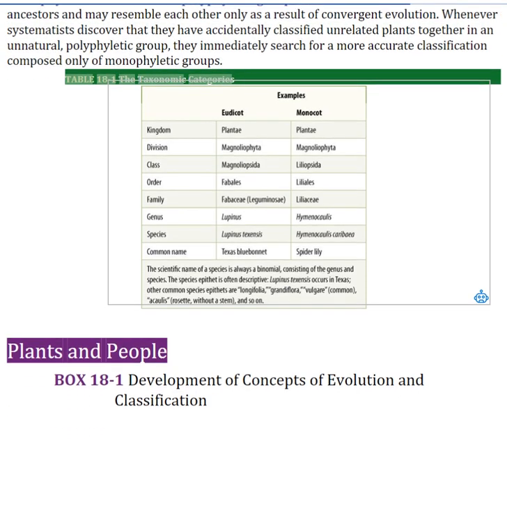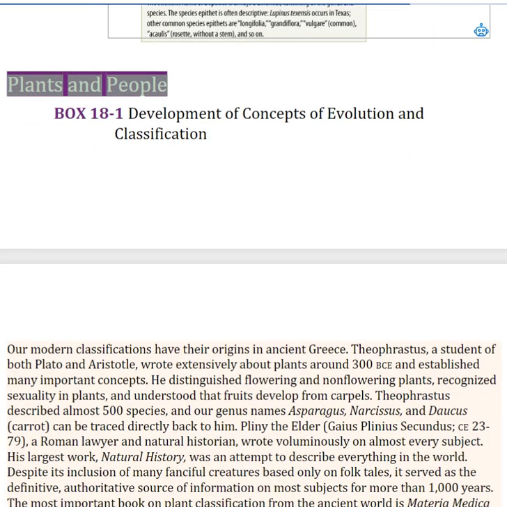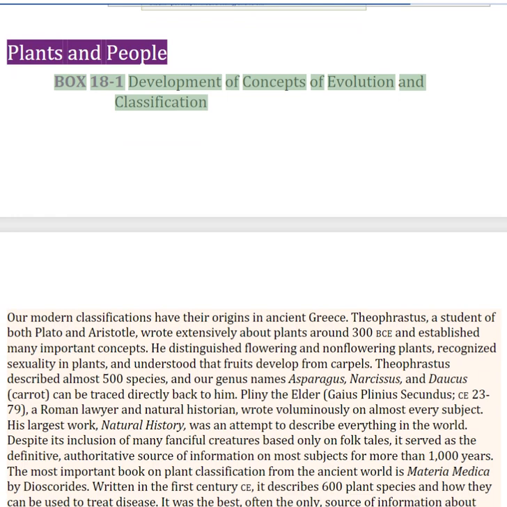Table 18:1 The taxonomic categories. Plants and people. Box 18:1 Development of concepts of evolution and classification.